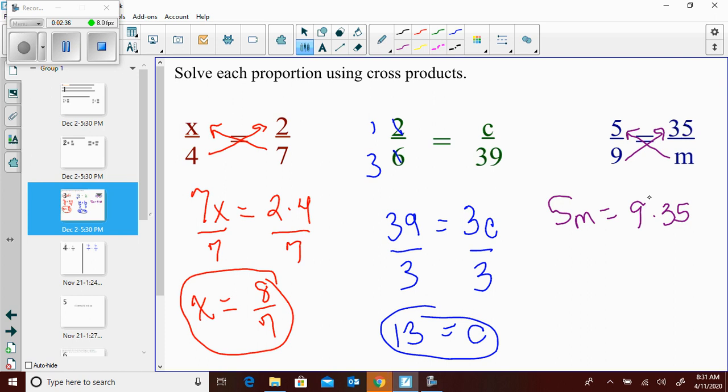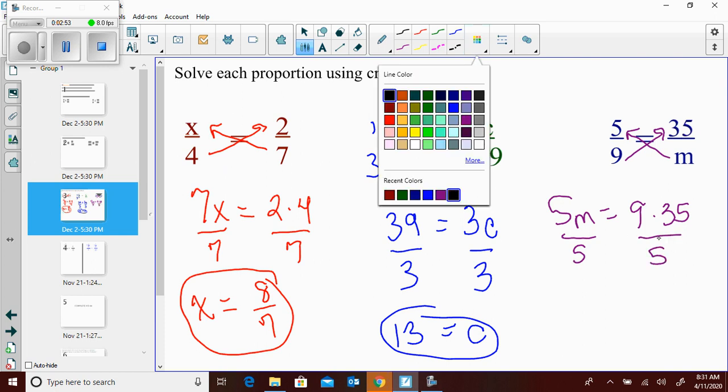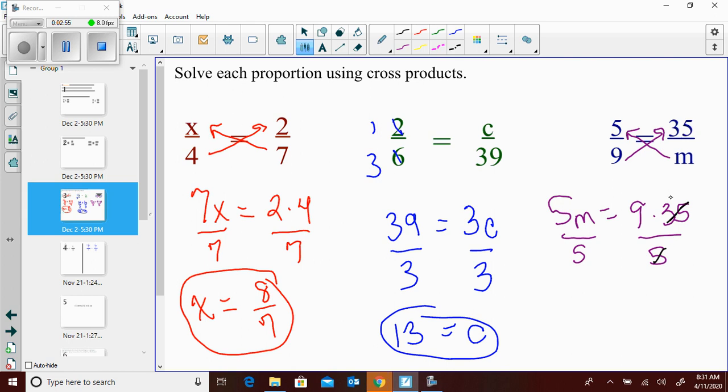The reason we're doing it 9 times 35 here and not multiplying it out is because we know we're going to divide by this 5. Why would you want to multiply this out, then have to reduce? It is much easier to divide by 5 and simplify that. Because otherwise, you would have to simplify, let's see, what is that? 315 divided by 5. It's much easier to take two smaller numbers and see if you can reduce.